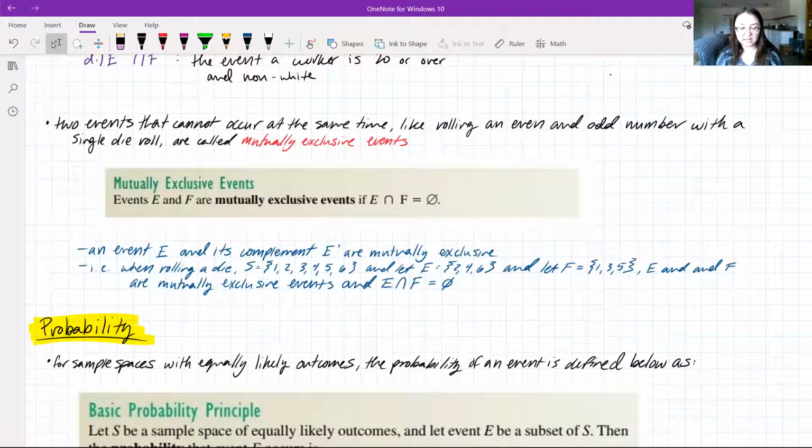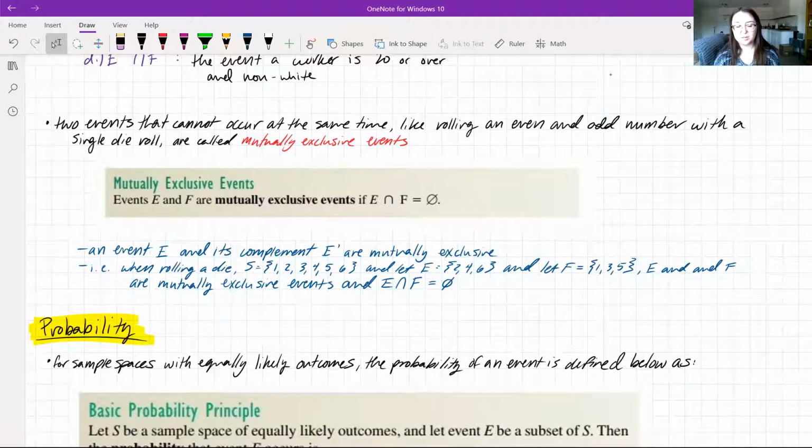So an event E and its complement E prime are mutually exclusive, since you can't have the event and its complement happening at the same time, because you have events that are in E and then you have events that are in E complement. So they can't occur at the same time.